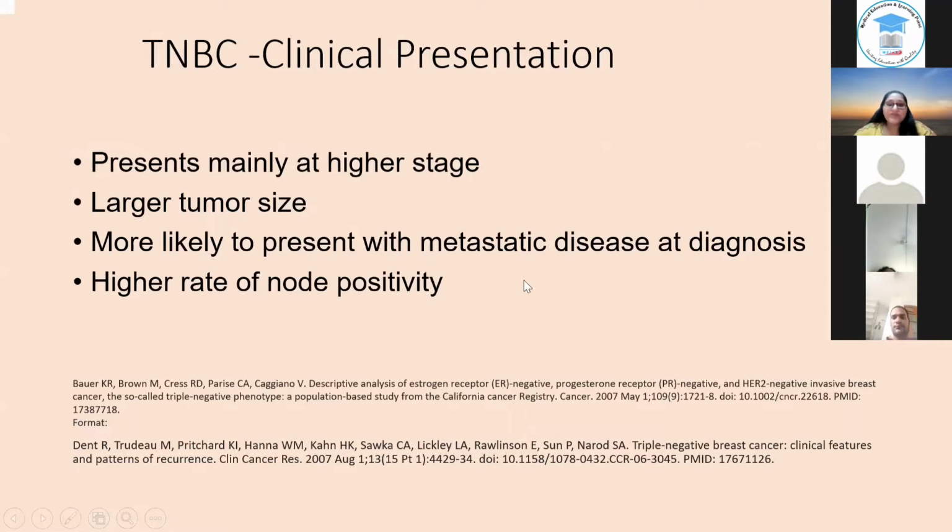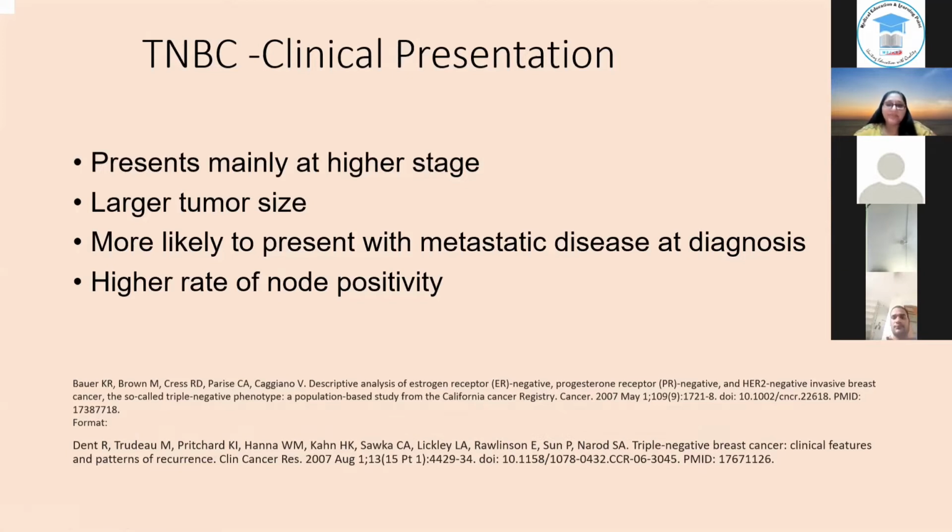They present with metastatic disease at diagnosis, meaning the patient comes to the OPD when the breast cancer has already migrated to areas other than the primary. And they also present with a high rate of node positivity. So you can see high T, high N, and high M. So they present with high T and M stage. So that's why we need to diagnose these tumors at the right time.